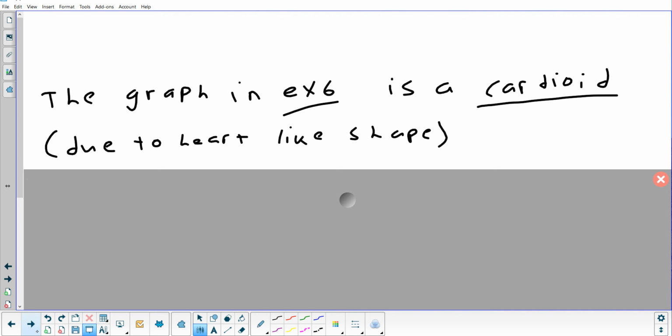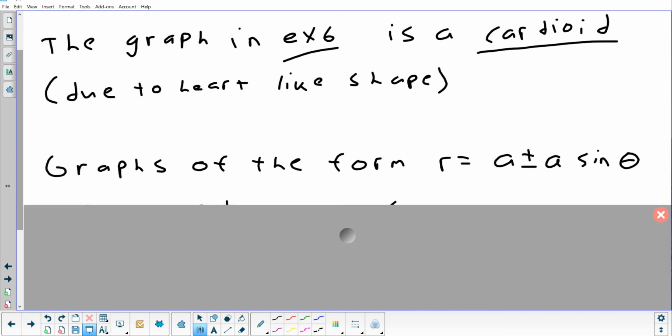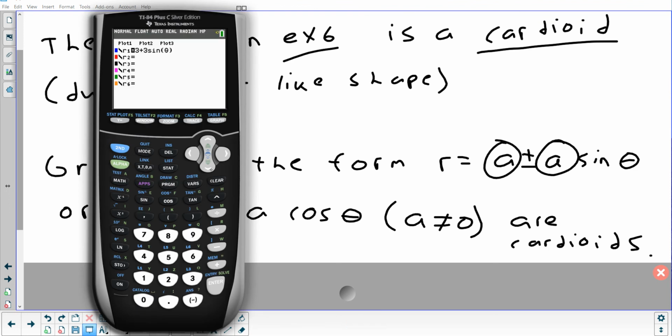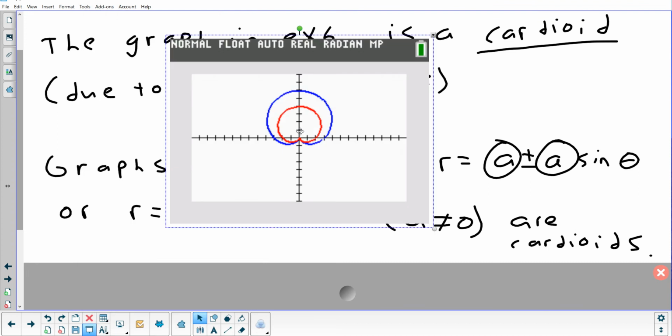Cardioids can be bigger or smaller. It all depends how you change this number. But those two numbers have to be the same for it to be a cardioid. Ours was 3 plus 3 sine theta. Watch what happens if you do 2 plus 2 sine theta. It's going to be a little bit smaller. But notice it still goes through the origin. So that's actually a point where the two cardioids meet. But it did make it a little smaller.